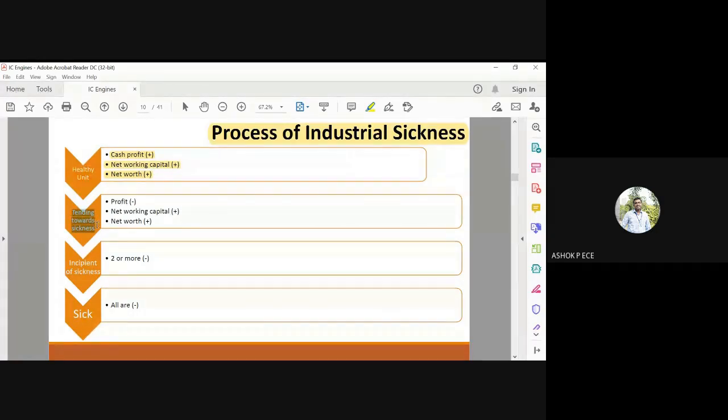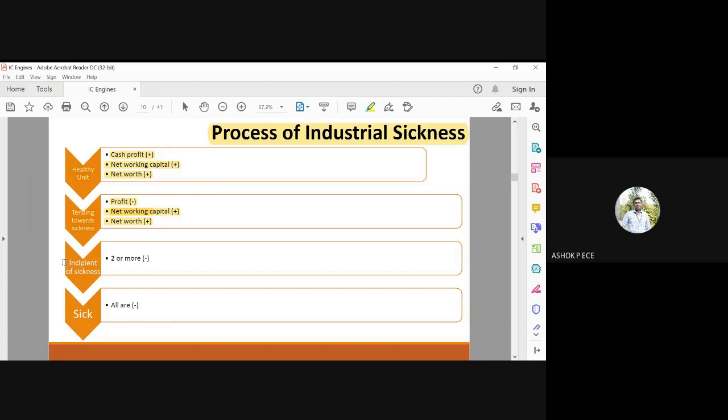Tending towards sickness, you see, net working capital is positive, net worth is positive, profit is negative. So compared to last year, the profit is negative. So there should be an alert to you saying that the profit has declined. So the unit is going towards sickness.